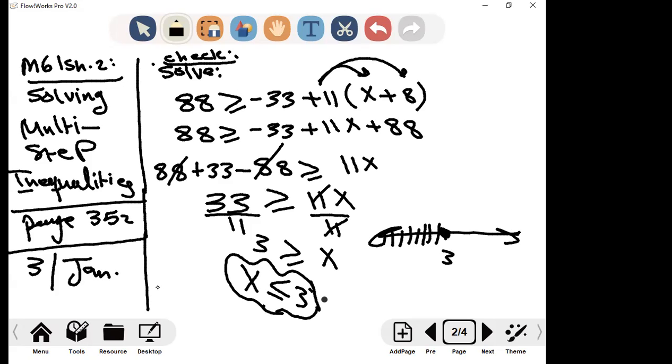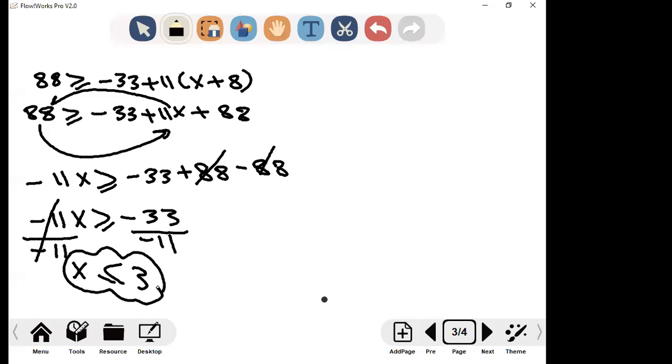Right? The same. But here I didn't switch the inequality. Why? Because I divided by 11. I kept 11 positive. Do you see here I switched? No. x less than, x less than. Still x less than. But here, when you shifted the 11, it became negative. So you need to switch it. It was more than, it became what? Less than. Okay?